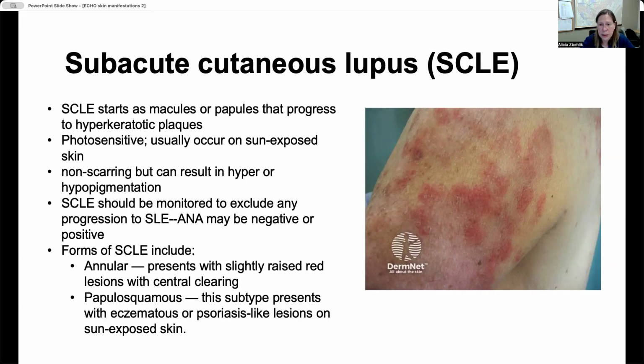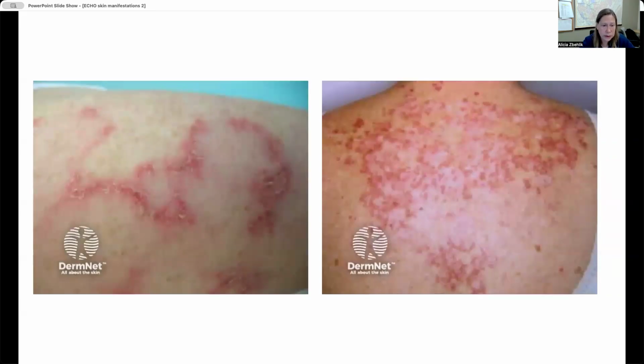And people with this version in particular should be monitored to exclude any progression to systemic lupus. People can have just cutaneous lupus on its own, and it doesn't mean that they're going to have any of the other manifestations. But I do keep a watchful eye, even if progression overall is a low percentage of people. They can have a positive ANA or a negative ANA. And there's a couple of different types. There's this annular type, which is raised red lesions, and then the papulosquamous, and that looks a little bit more like psoriasis. Next slide. I've got a picture on those on the next one.